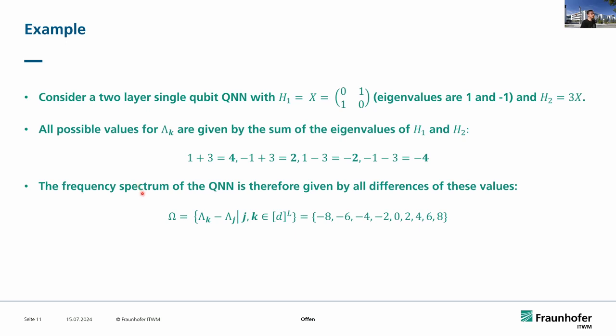The frequency spectrum, according to the previous formula, is therefore given by all differences of these values. Let's compute all differences of these 4 numbers. 4 minus 4 is 0, 4 minus 2 is 2, 4 minus minus 2 is 6, 4 minus minus 4 is 8, and so on. So you see, the frequency spectrum of a QNN with these generators would have all even integers between minus 8 and 8.